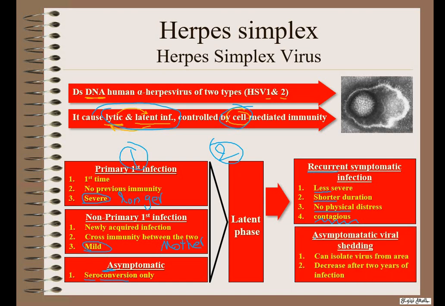The patient may continue to be an asymptomatic viral shedder. In this condition, the patient has no clinical manifestation, but you are still able to find the virus at the area. Usually this condition subsides after 2 years of primary infection.